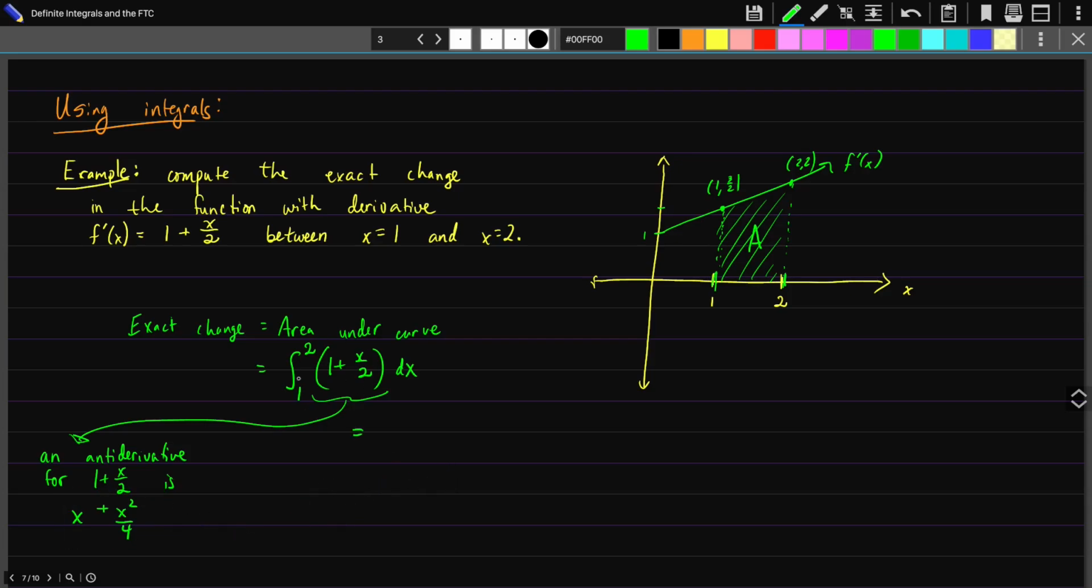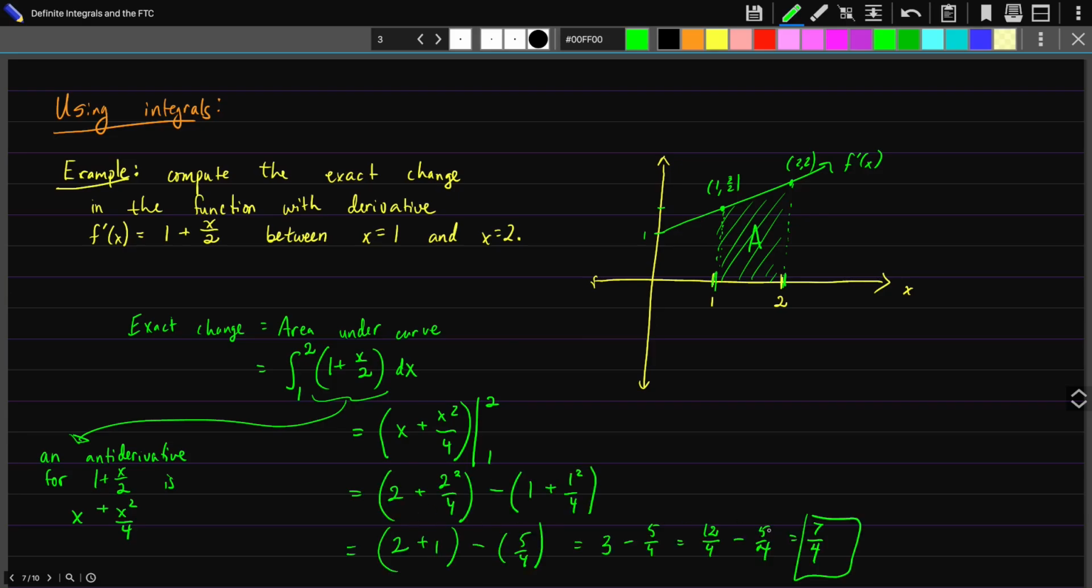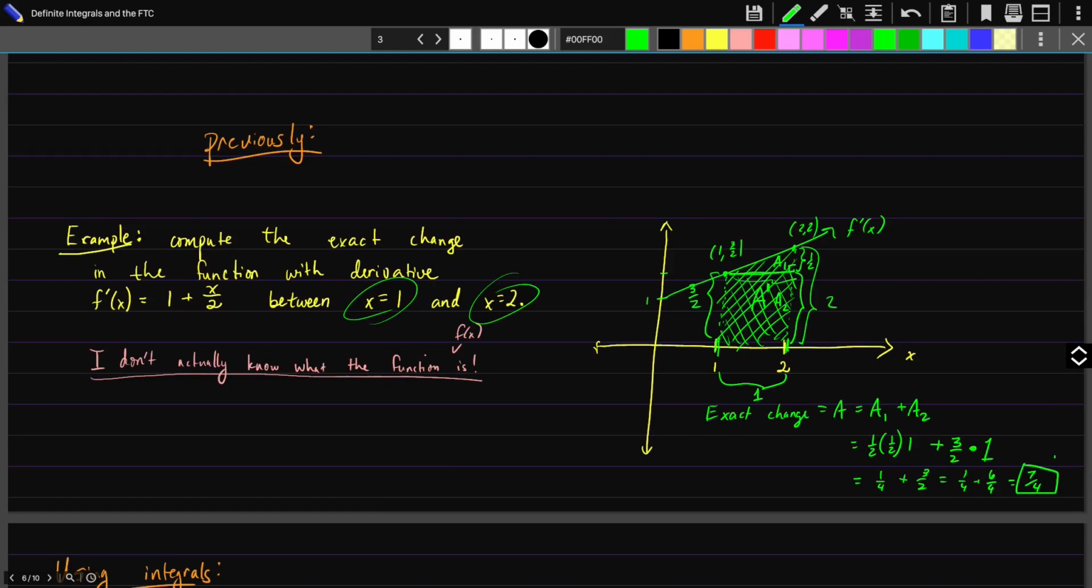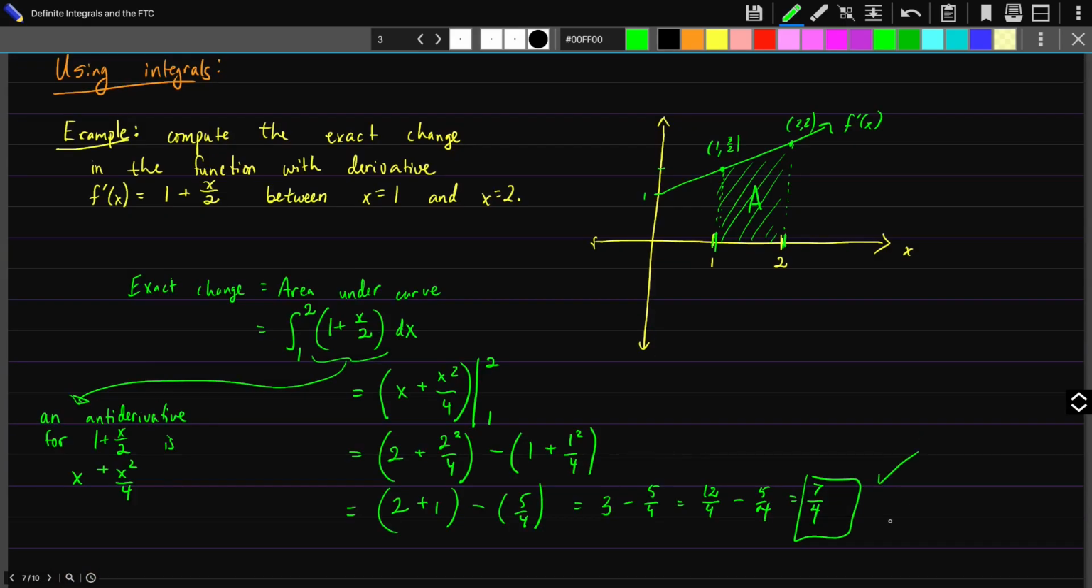So what that tells me is that this integral is the antiderivative that we just found, x plus x squared over 4, evaluated at the two bounds of integration. So if we plug these numbers into this formula, the answer we find is 7 over 4. And just checking, that actually agrees with what we found previously. So both of these techniques give us the same answer.